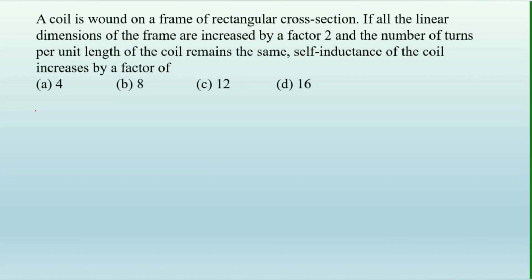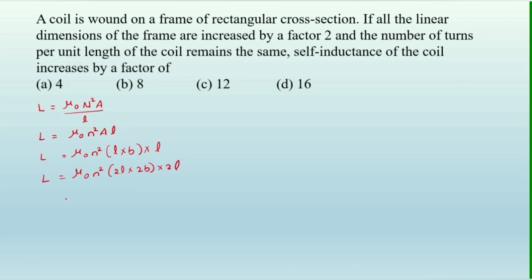See here, self-inductance is given by the equation L equal to mu naught N square A divided by l, or we can write it as mu naught N square A into l. So here we can write it as L equal to mu naught N square, A is common, area means length into breadth, into length of the solenoid. So L equal to mu naught N square, keep as it is. So here linear dimensions are increased by the factor 2. It means 2l, 2b into 2l. So we can get L equal to mu naught N square is constant.